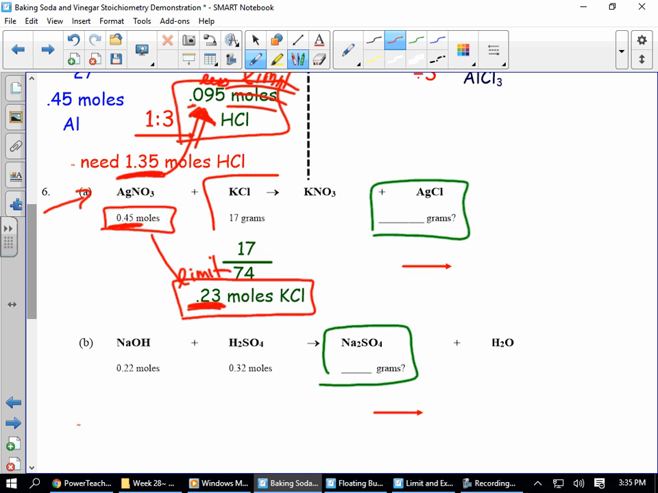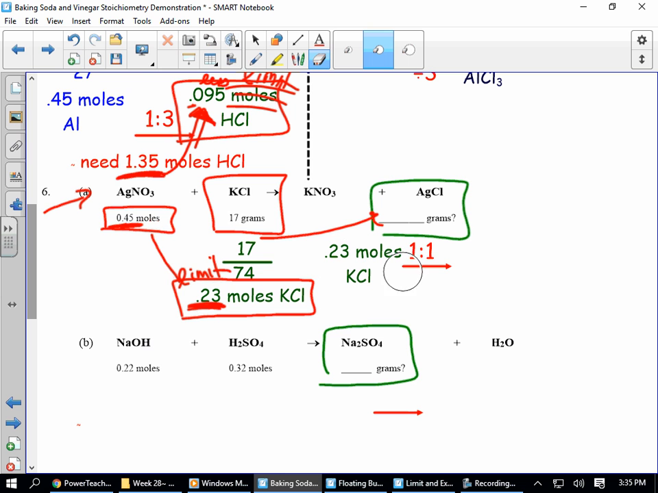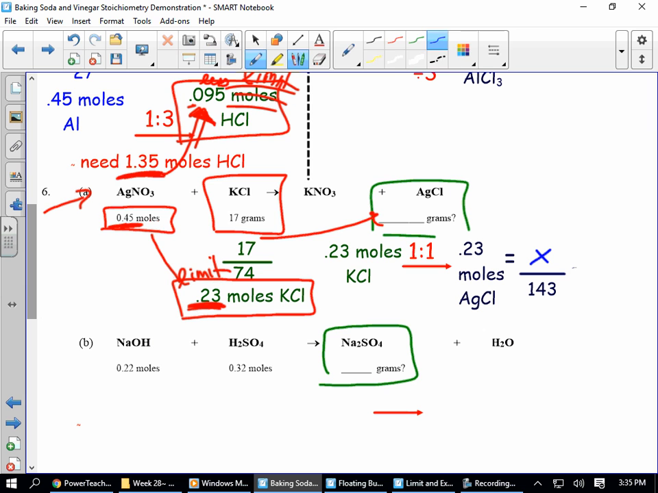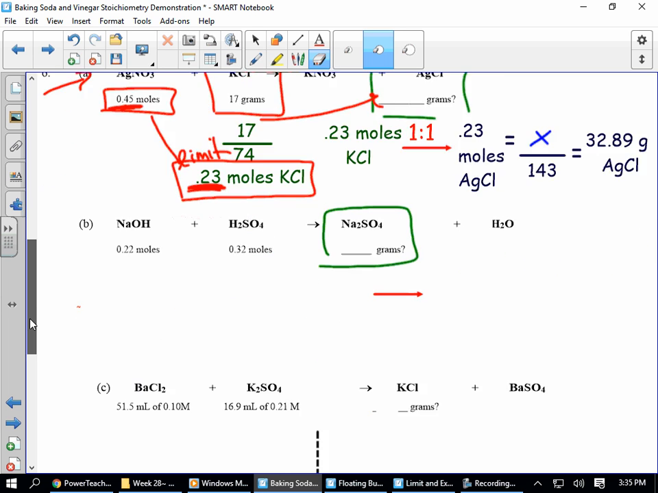So I'm going to go from here to my target, and that is a 1-to-1 ratio. So if I have 0.23 moles of that, I also have 0.23 moles of my target, which is AgCl. And it asks for mass, so I'm going to multiply that times 143, because I'm going to have 1 Ag, 1 Cl, and the number that you're going to get is 32.89 grams of AgCl. All right, pause the program, see if you can't figure out B.